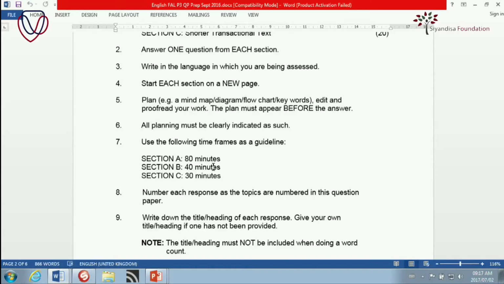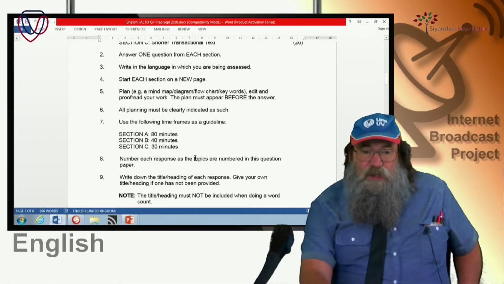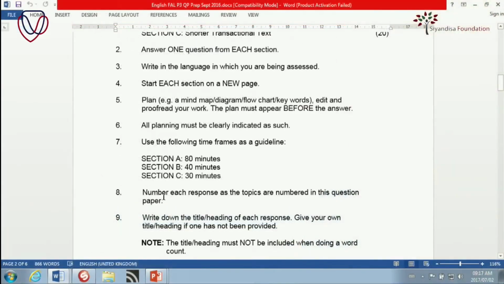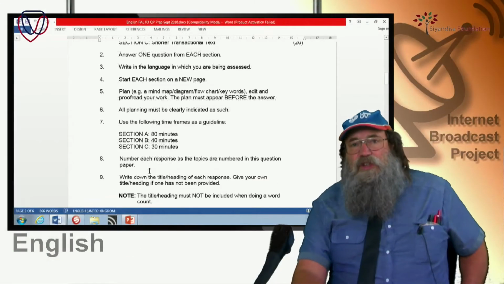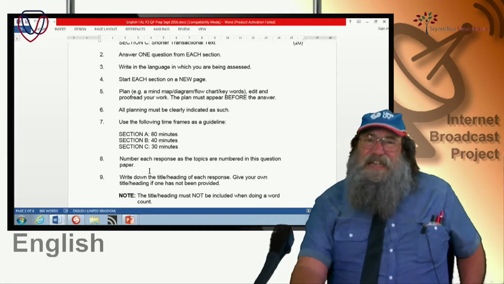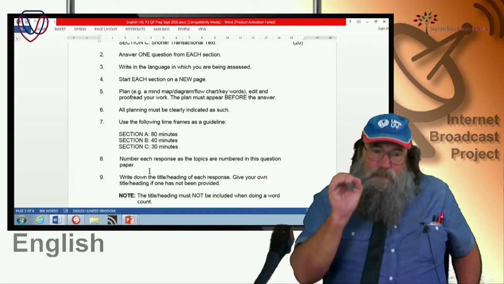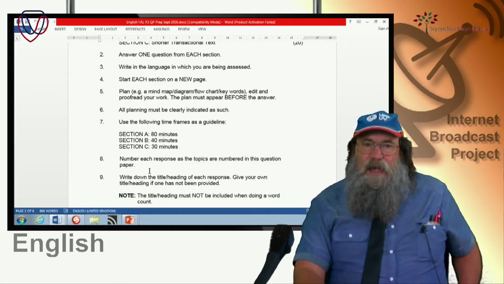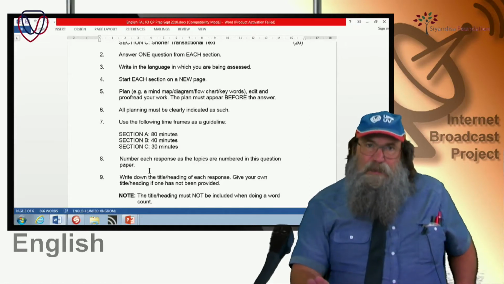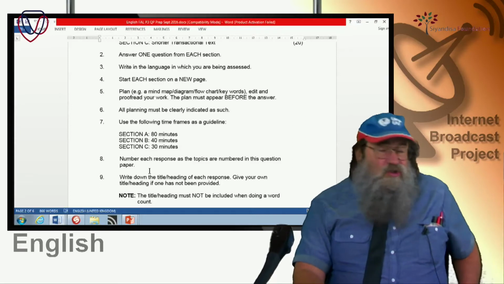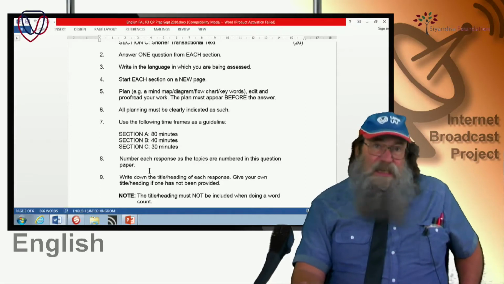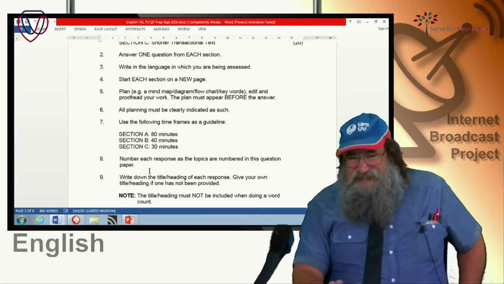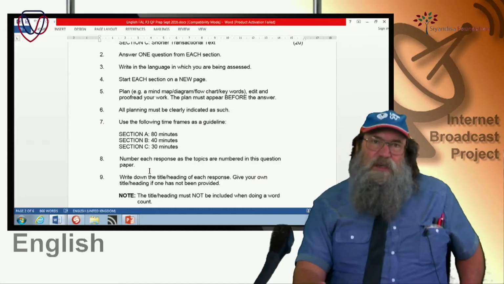Then you've scored. Then you have no worries. Now, number each response as the topics are numbered in this question paper. Please include, especially with the essays, if you choose something like a response to one of the pictures, please put the number of that question there. Often, I've seen papers where we're not too sure which topic is actually being addressed. So that can cost you marks.